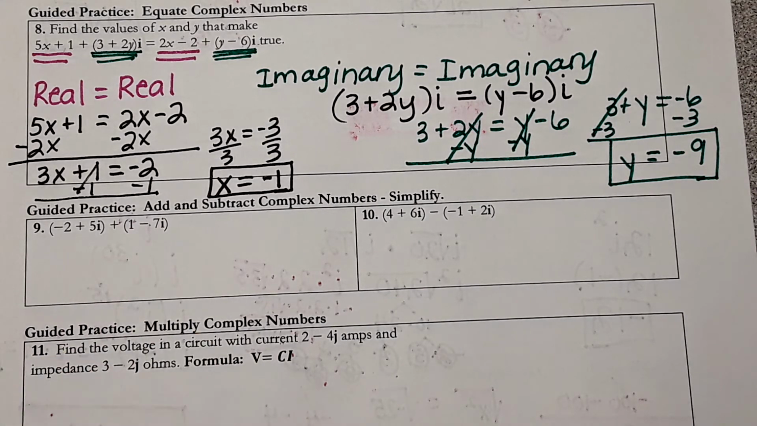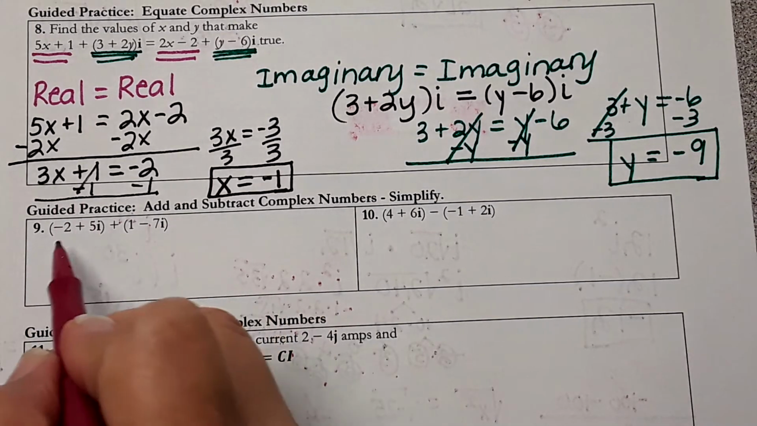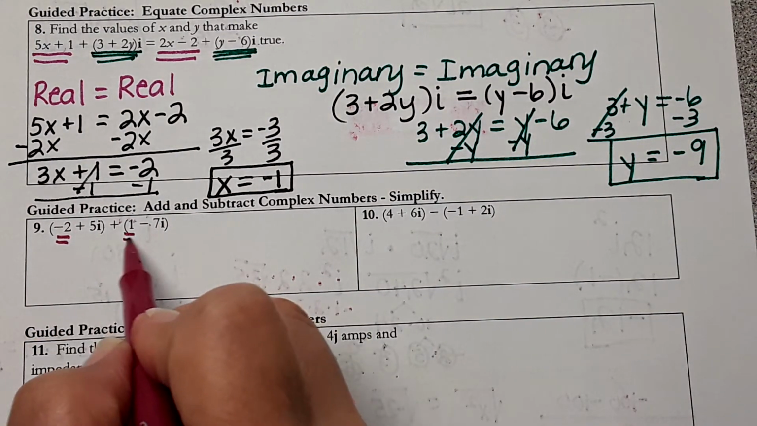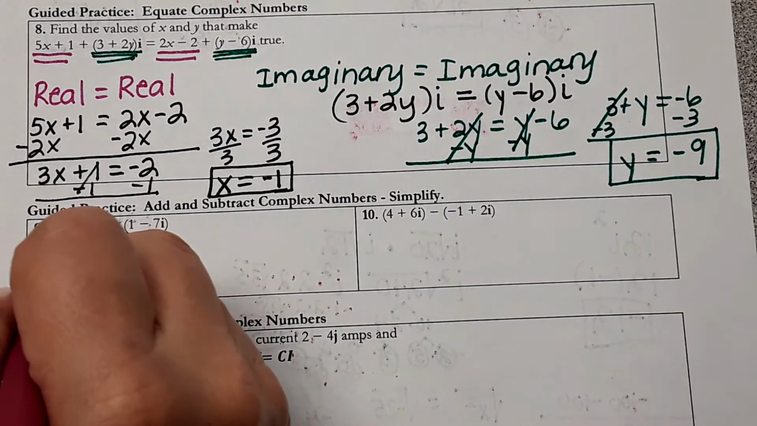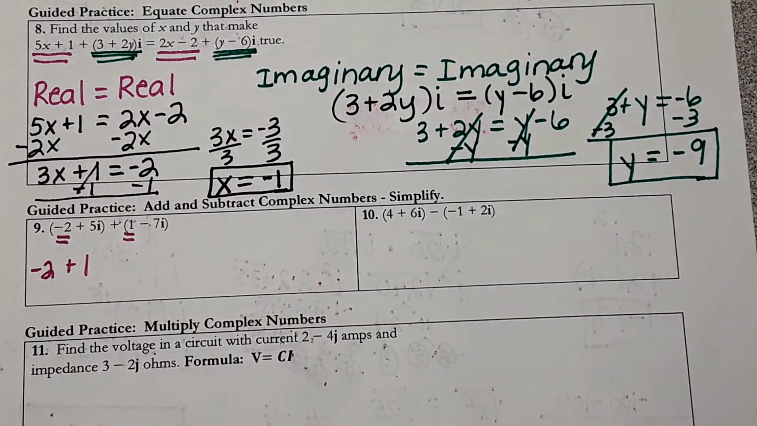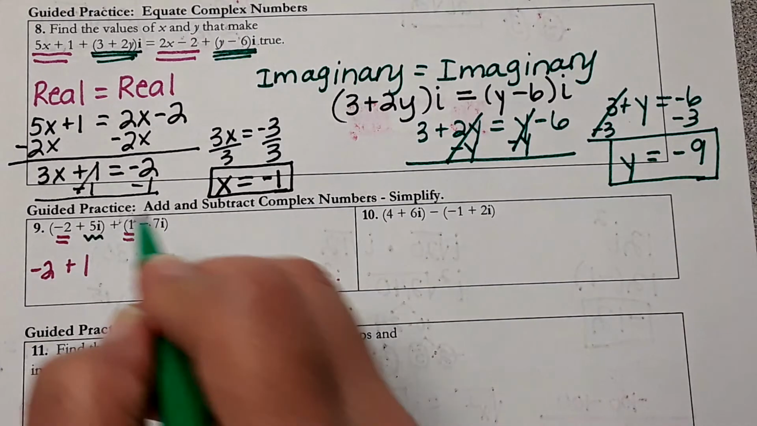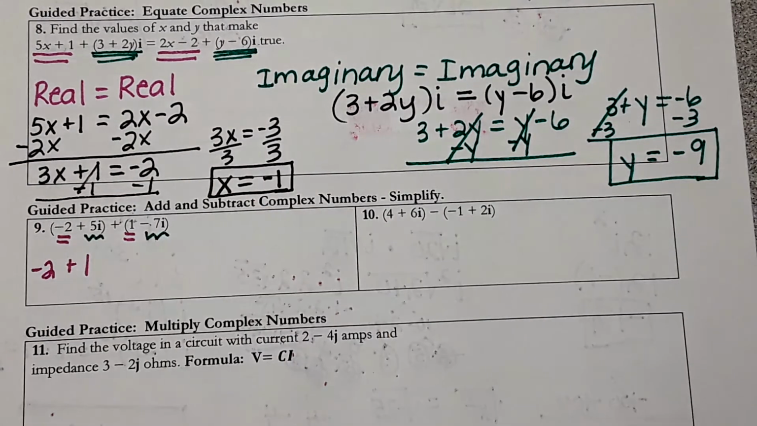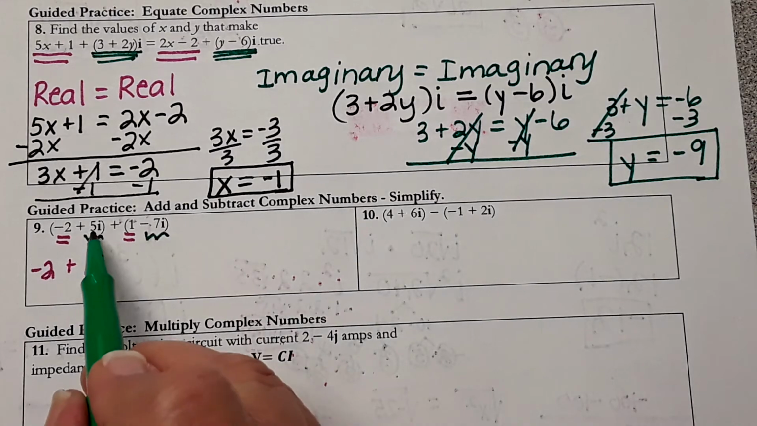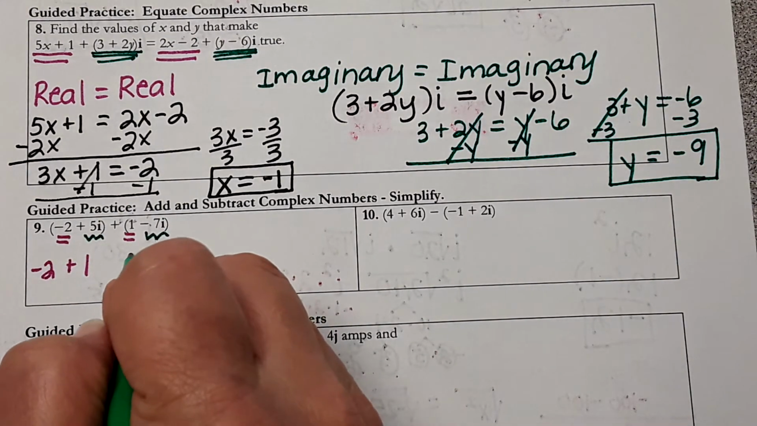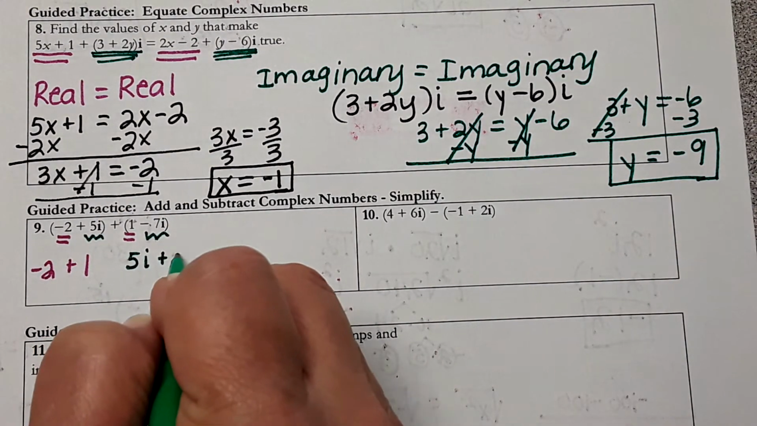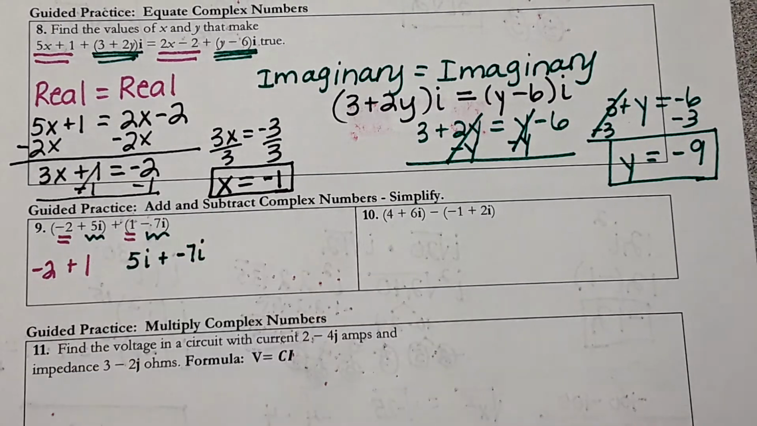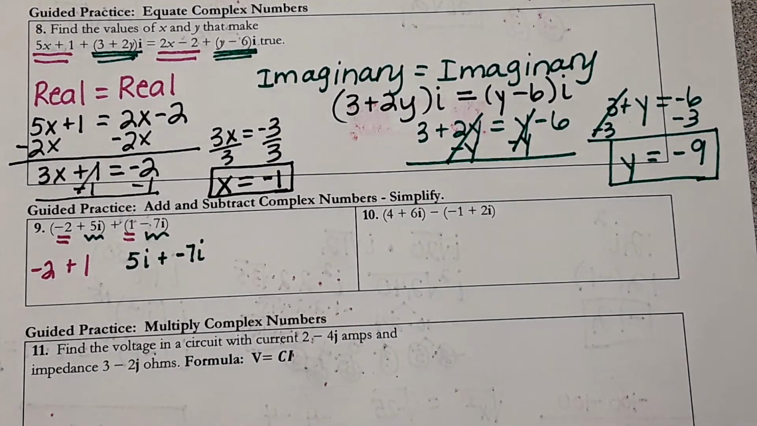Just like in the prior, there's a real part and there's an imaginary part. -2 and 1 are my real part. So -2 plus 1. 5i and -7i are my imaginary part. And it's 5 plus -7. So it's 5i plus -7i. And now we're going to combine our real parts, we're going to combine our imaginary parts, and we're going to come up with a complex number.